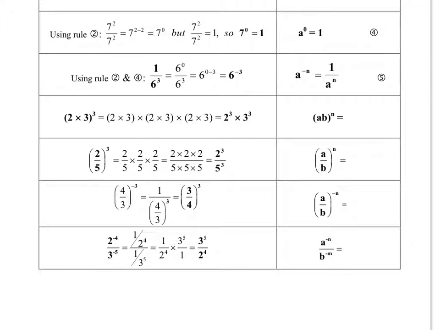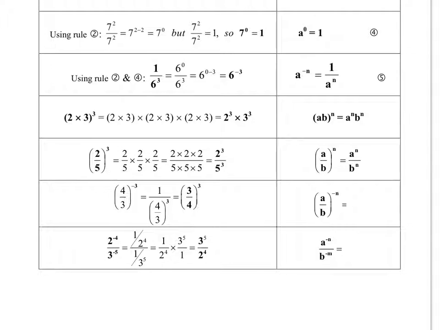And very, very quickly, the other examples that we have here, whenever you've got 2 times 3 to the power of 3, you can effectively distribute the 3. You do 2 to the power of 3 and 3 to the power of 3, multiplied together. So that gives you, in this case here, a to the power of n times b to the power of n. Similar kind of thing happens with division.